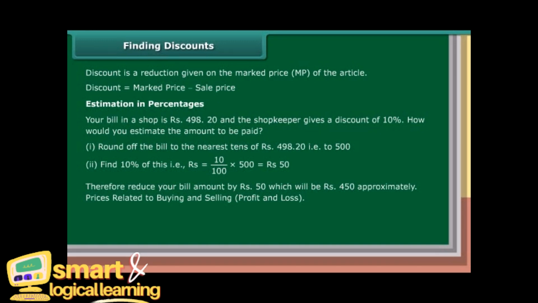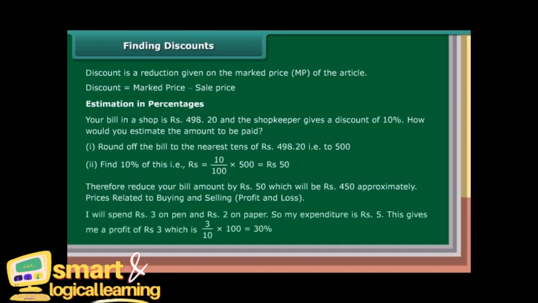Price related to buying and selling, profit and loss. I will spend rupees 3 on pen and rupees 2 on paper. So my expenditure is rupees 5. This gives me a profit of rupees 3, which is 3 upon 10 into 100 is equal to 30%.